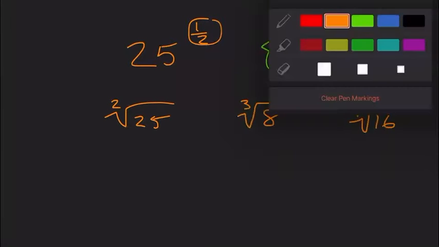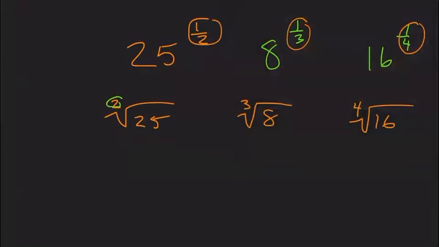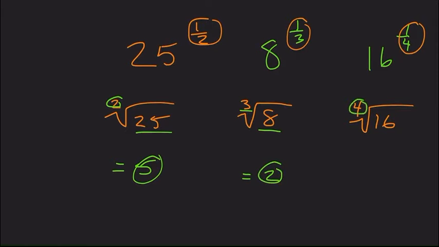And remember what these mean. This means what number multiplied twice is 25, that'd be 5. This means what number multiplied 3 times is 8, that'd be 2. It's 2 times 2 times 2 is 8. This means what number multiplied 4 times is 16, that'd also be 2, because 2 times 2, 4 times is 16.